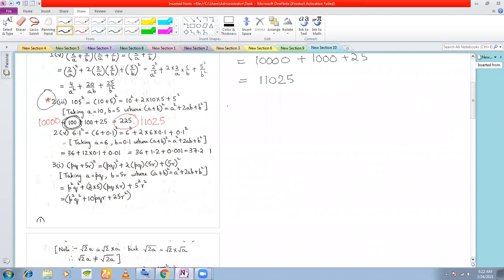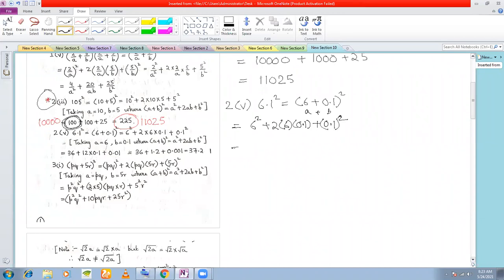Next one is 6.1 square. How will you break 6.1 square? Break it up as 6 plus 0.1, because both 6 and 0.1 are very easy to square. That is why we break it up as 6 plus 0.1. Now we are going to expand this by a plus b whole square. So this is my a, this is my b. So this is a square plus 2ab plus b square.